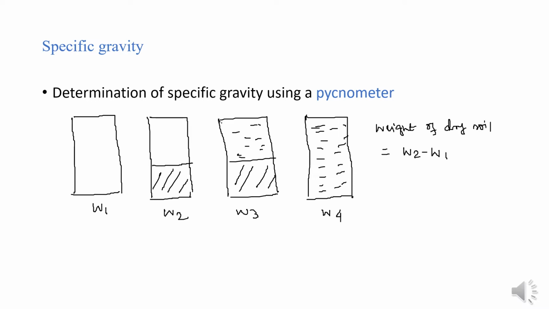So let us talk about another soil grain property, that is specific gravity of the soil solids. We have already talked about the definition of specific gravity in the previous lectures of this course. So now let us quickly know how we can determine the specific gravity.